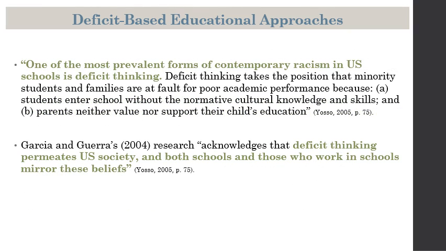Yosso noted that one of the most prevalent forms of contemporary racism in the U.S. is this idea of deficit thinking. It takes the position that minority students and families are at fault for poor academic performance because students enter school without the normative cultural knowledge and skills, and that parents neither value nor support their child's education.